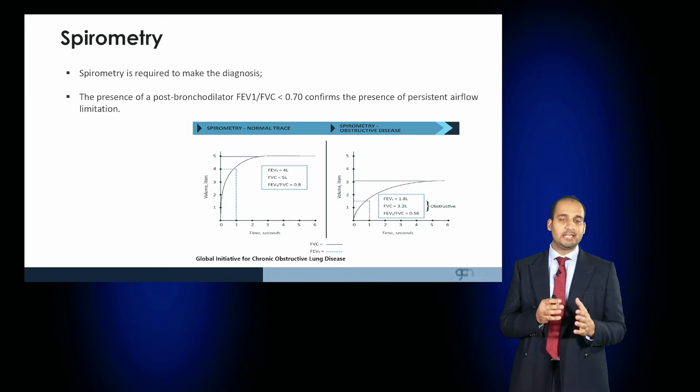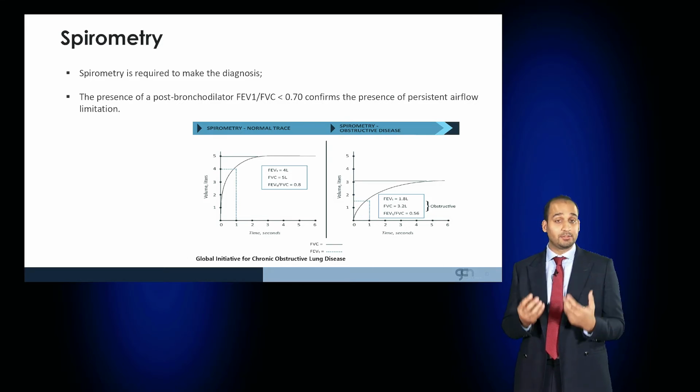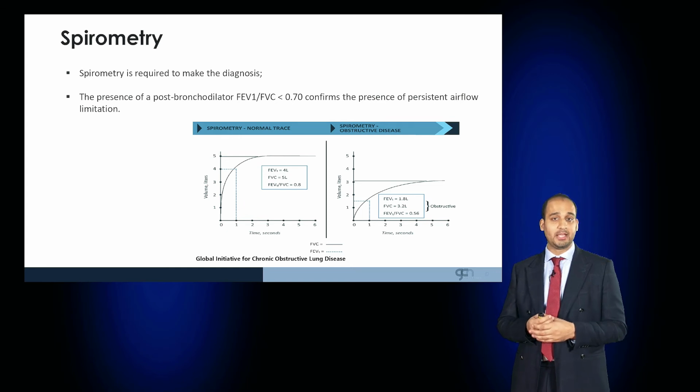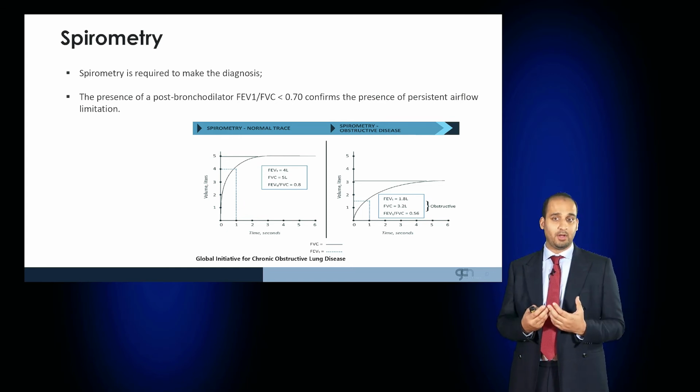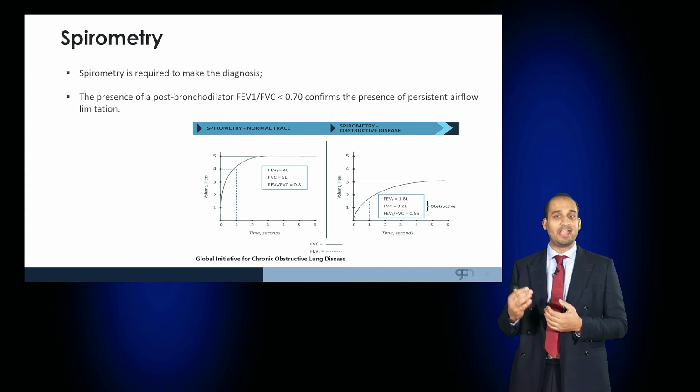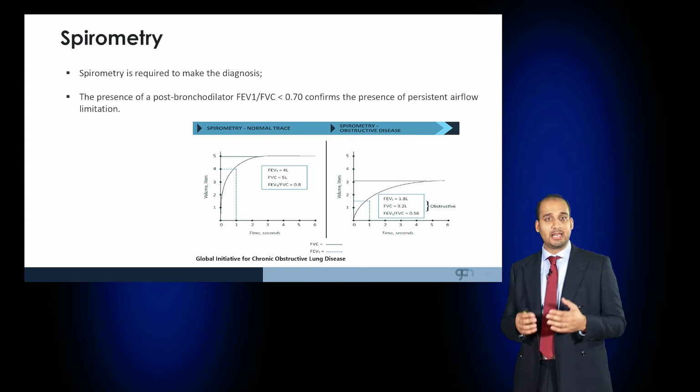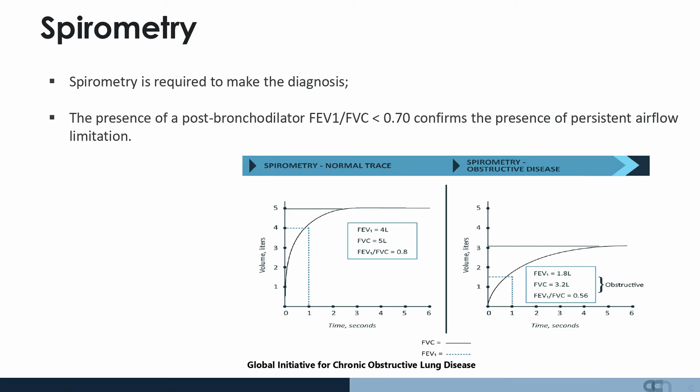Spirometry facilitates the management and is also used to make the diagnosis. In a normal patient, they would have a good FEV1, but in COPD, the FEV1 is reduced. Now, if in the presence of a post-bronchodilator test, the FEV1 to FVC ratio remains reduced, less than 0.7, then that would suggest that there's persistent airflow limitation facilitating the diagnosis of COPD.